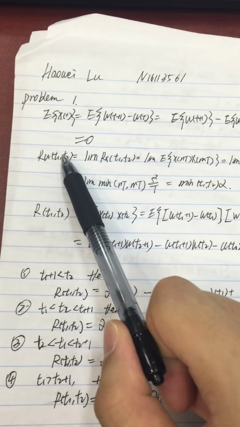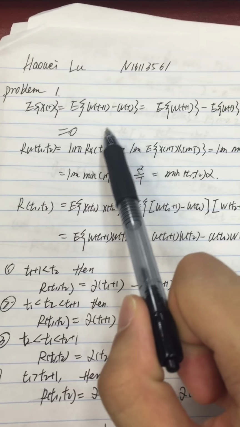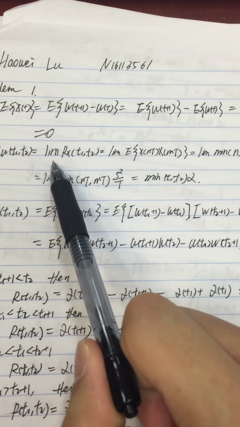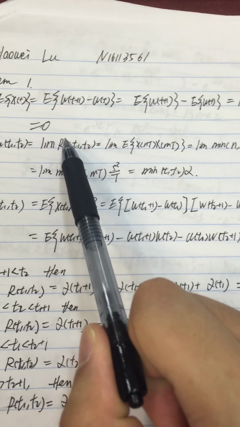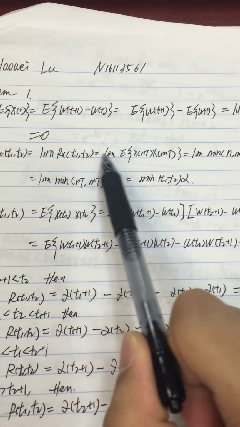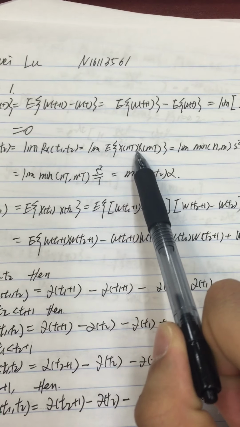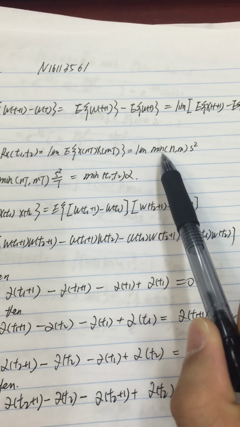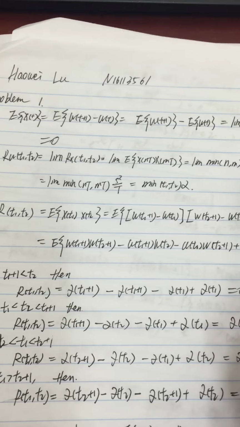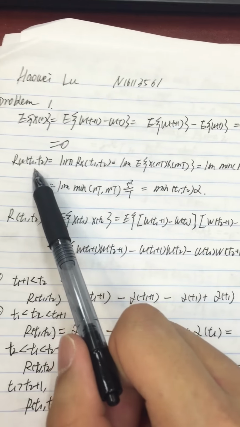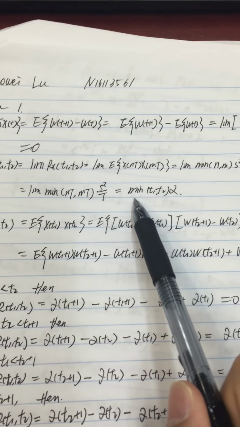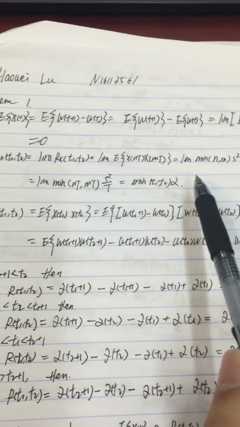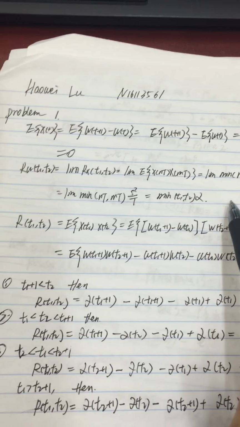And then we need to find the correlation of t1 and t2. First, we know that Rw(t1, t2) is equal to the limitation of E[Wn(t) Wm(t)], which is equal to the limitation with the minimum of n, m times sigma squared. So the result is the correlation Rw(t1, t2) equal to the minimum of t1, t2 multiplied by alpha. This is the process in the lecture notes.